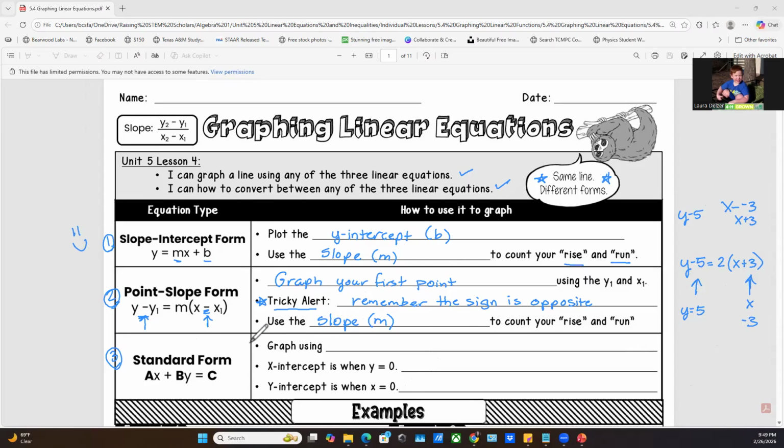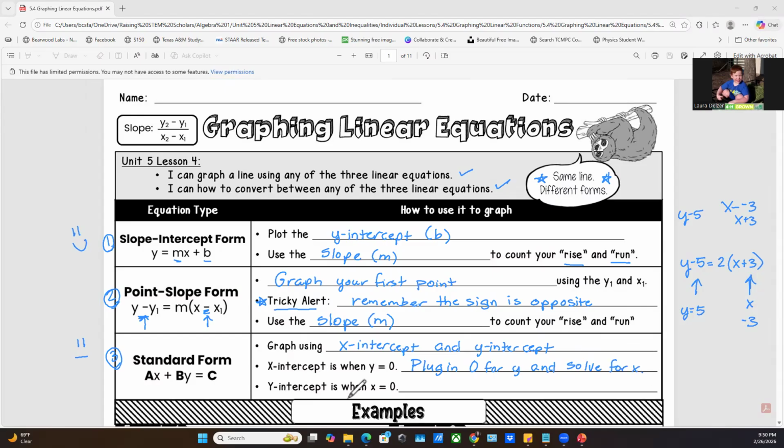All right, standard form, this is going to be the most difficult one. It's not hard, but it's a little bit more math. We are going to graph using the x-intercept and the y-intercept. The x-intercept is when y equals 0. How you find this is you plug in 0 for y and solve for x.